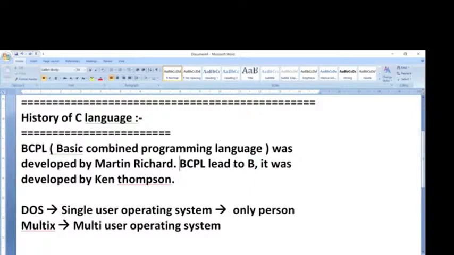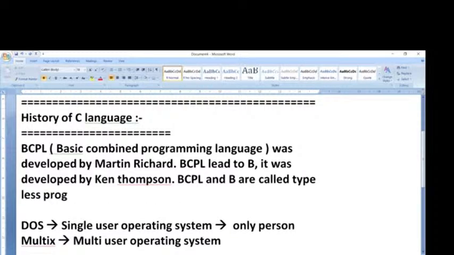Here we have BCPL and B. These two are called typeless programming languages. What is the meaning of typeless? Typeless means there are no data types. No data types. What is the meaning of data type first?